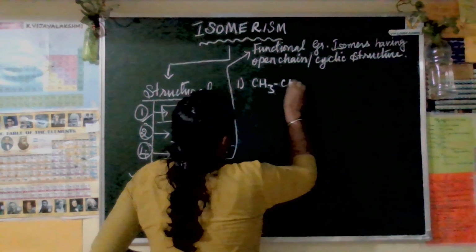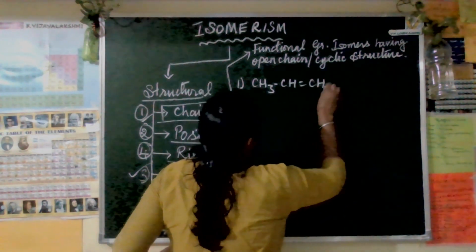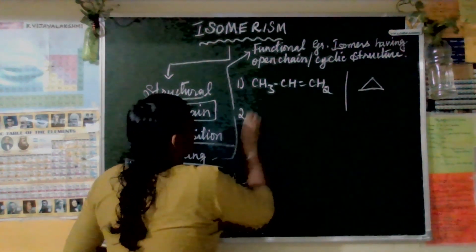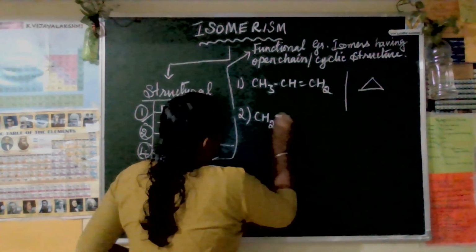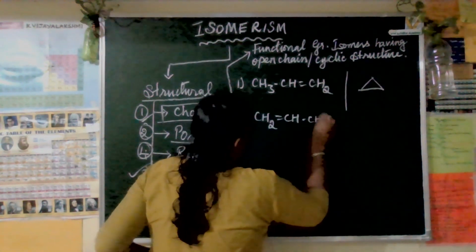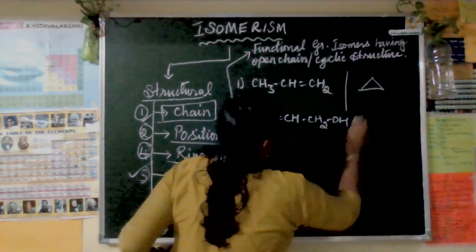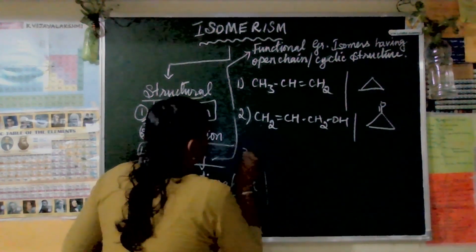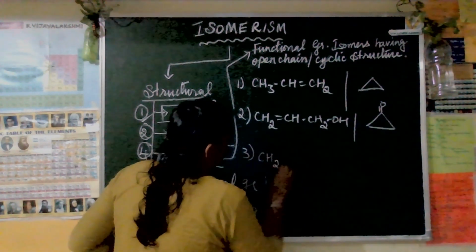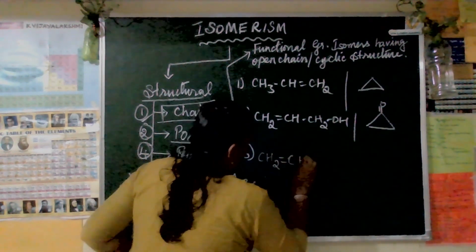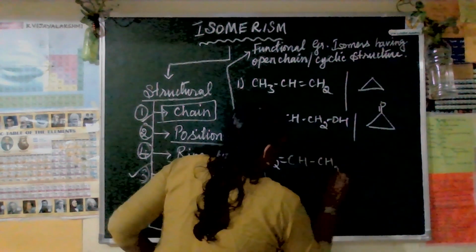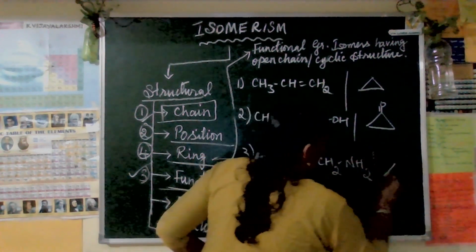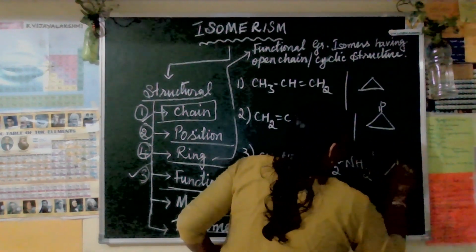The first one, CH3, CH double bond CH2. Whereas here, the second one, CH2 double bond CH, CH2OH, allyl alcohol. Here, third one, CH2 double bond CH, CH2 NH2. Whereas here, NH2.